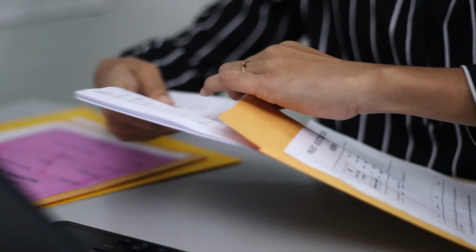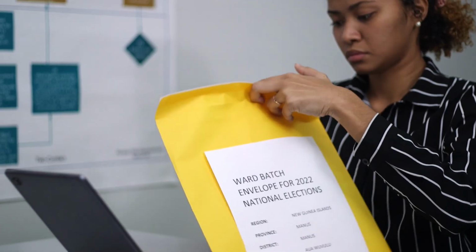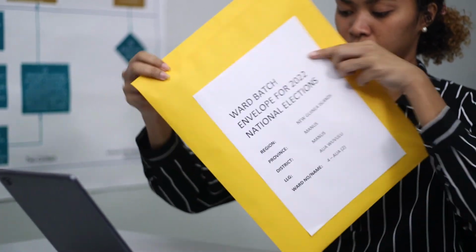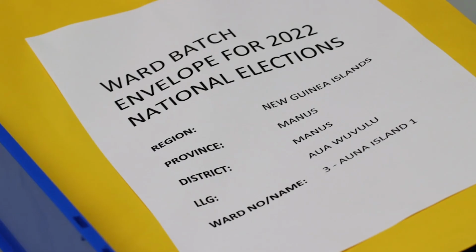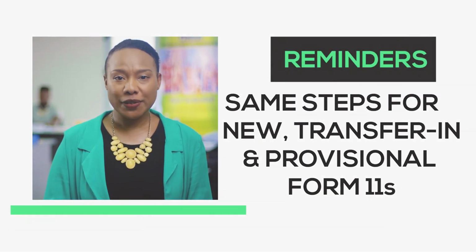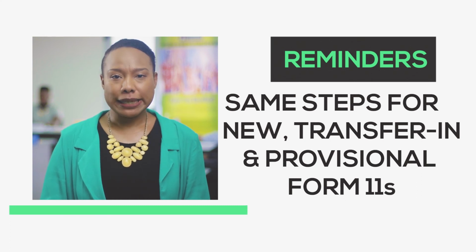When you complete data entry of all Form 11s in a ward envelope, put the forms back in the forms envelope from which they were taken out of. The forms envelope and the roll envelope should then be placed in the enrollment envelope for the specific ward in which they were assigned. This is very important to make sure these materials can be tracked and followed up as needed. Essentially, the data entry for new, Transfer In, and provisional Form 11s follows the same steps.